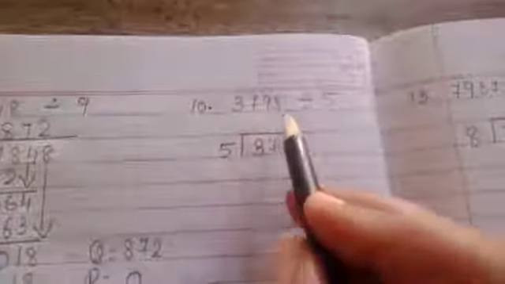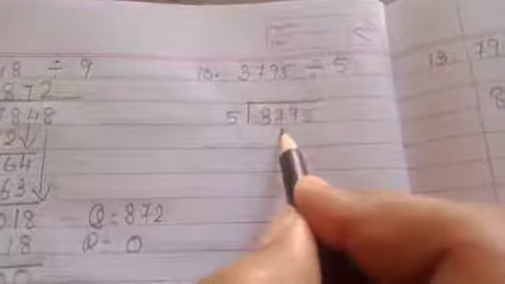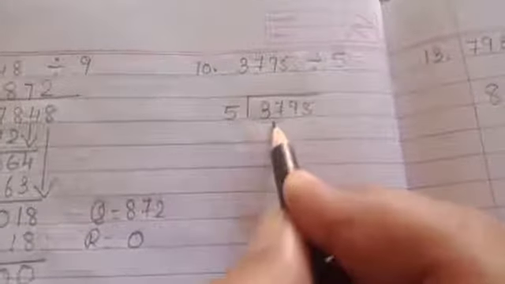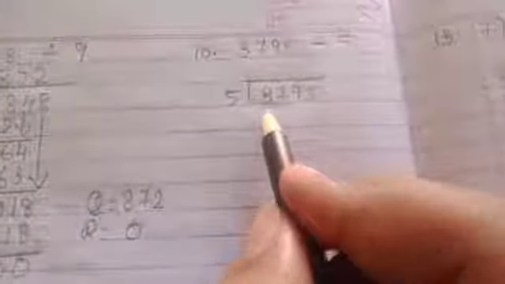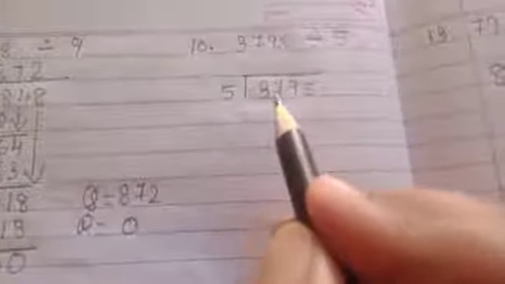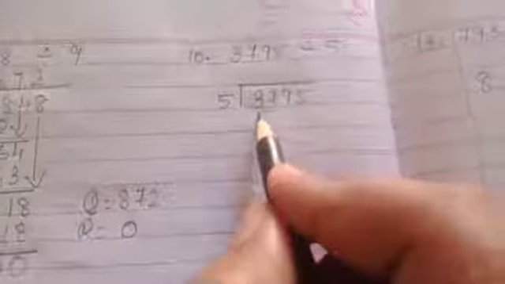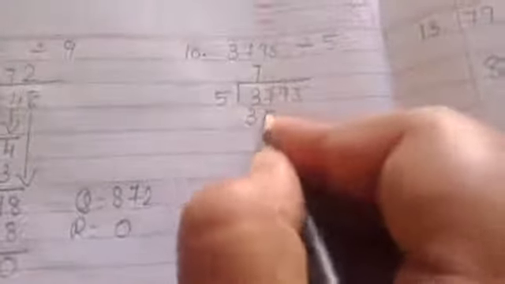Now number 10, 3795 divided by 5. So here also we will take 2 digits, that is 37. Now in 5 table when 37 will come, 5 5s are 25, 5 6s are 30, 5 7s are 35, 5 8s are 40. So 40 is the greater number, right? So we will take 5 7s are 35.